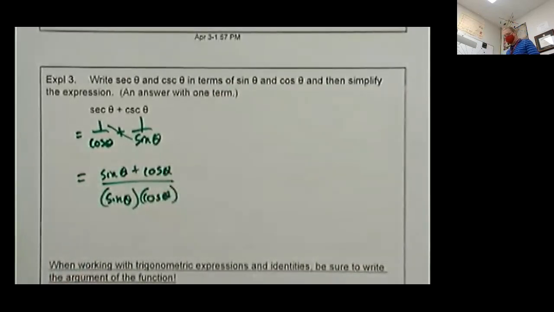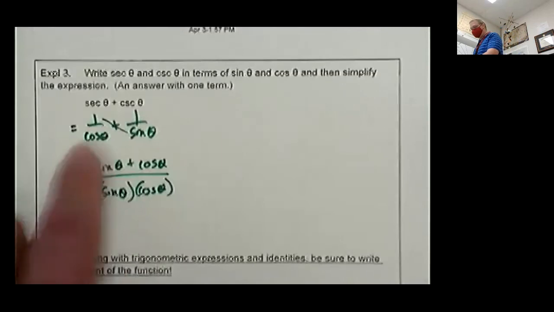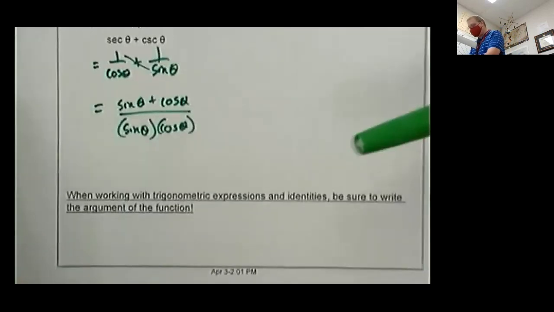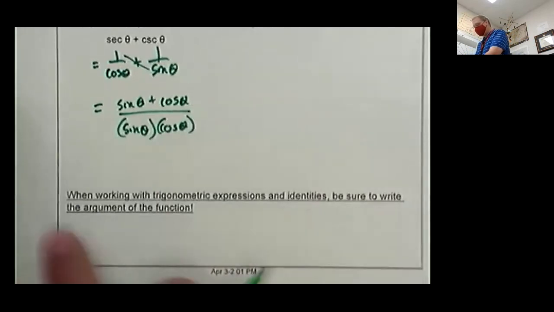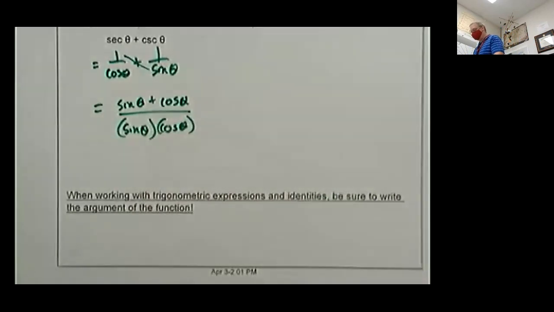So there we rewrote the original trig expression, secant theta plus cosecant theta, in terms of sine and cosine, and we combined it to be one term. When working with trig expressions and identities, be sure to write the argument of the function. Don't forget that theta or whatever that is in the argument. Make sure you include that as well.